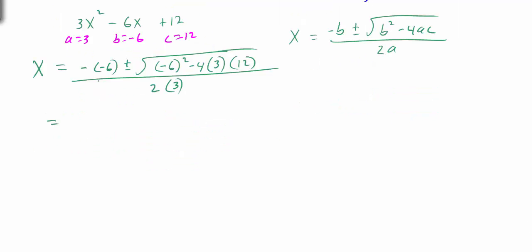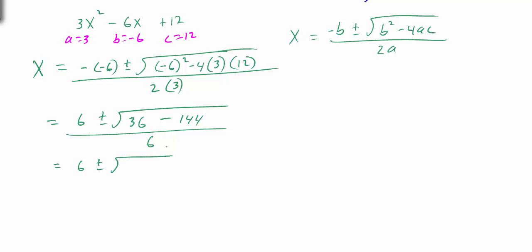So if we simplify this, two negatives make it a positive 6, and then we have 6 times 6 is 36, and then we have 4 times 3, which is 12, and 12 times 12, which is 144. 2 times 3 is 6. So 6 plus or minus the square root of 36 minus 144, that is equal to a negative 108. And let's see, is there any way that we can break down a negative 108?